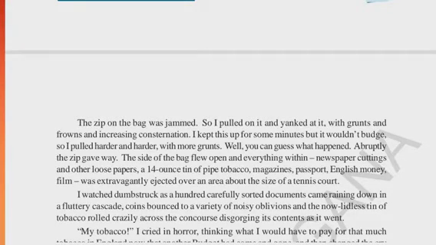Well, you can guess what happened. Abruptly the zip gave way. The side of my bag flew open and everything within, newspaper cuttings and other loose papers, a 15-ounce tin of pipe tobacco, magazines, passport, English money, was extravagantly ejected over an area about the size of a tennis court. See here, what a funny thing.